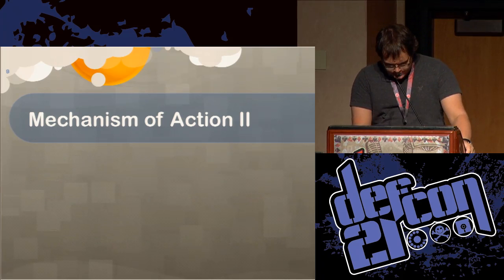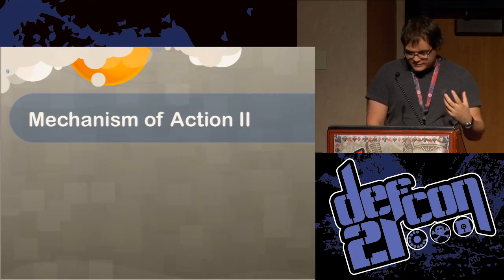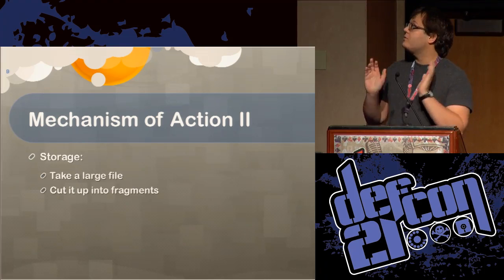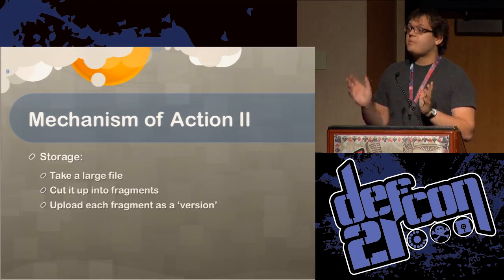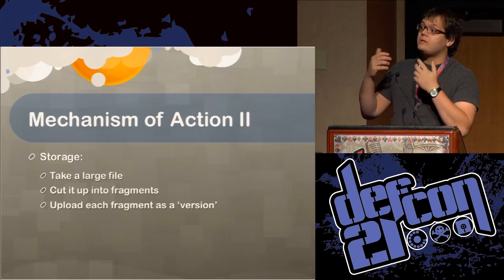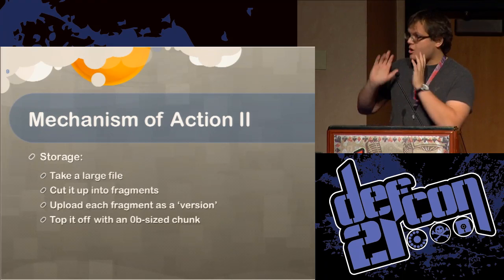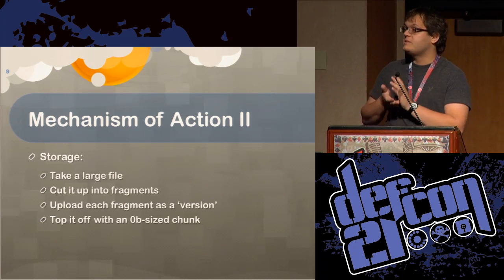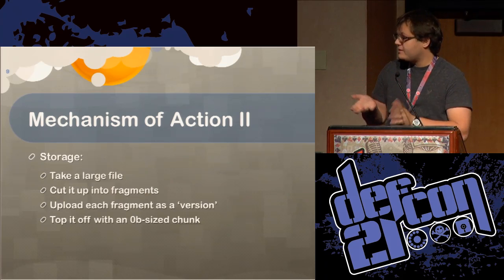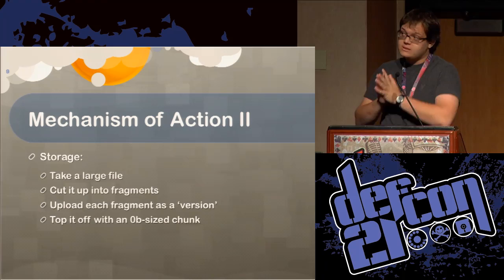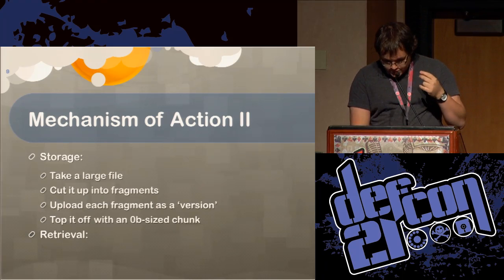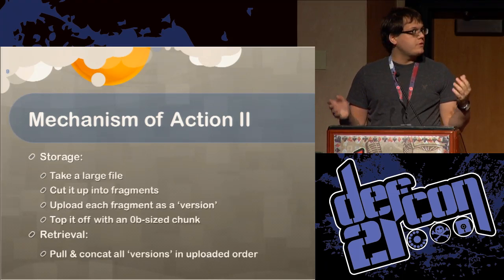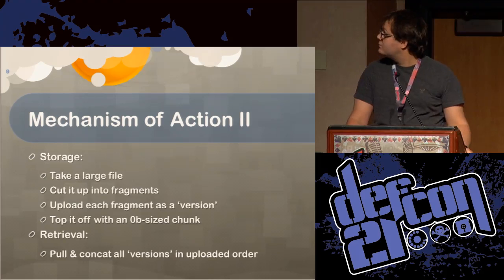What this tool does is, when we're uploading a large file, we take the file and cut it up into several smaller fragments, and load these fragments as different versions of some arbitrary new file. Then we top it all off with a chunk of zero size. This way, our quota accounting mechanisms see this as a zero size file despite having that history backup. Retrieval is very easy with this process. All we have to do is pull all the versions and glue them back together with cat.